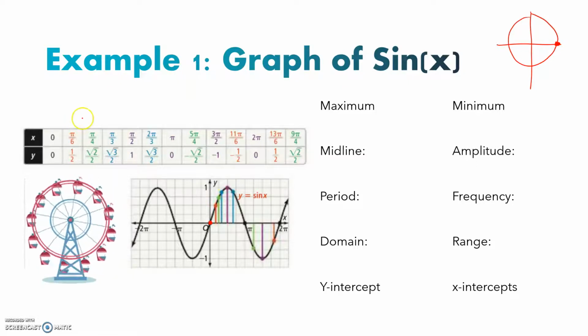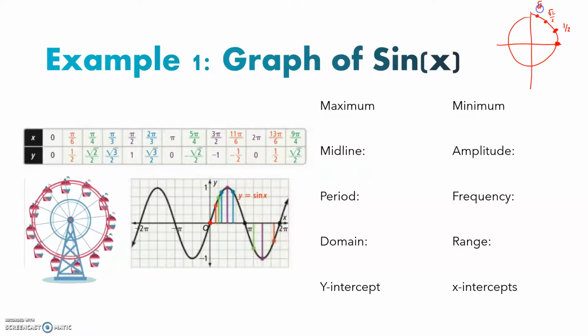Pi over 6 means we're up to here on the unit circle. So that's my input. My input is the angle. And then my output is going to be what my y coordinate is at that point. So my y coordinate is 1/2. And then I continue up the unit circle. My y coordinate gets bigger. So it's going to be √2/2. And then it gets bigger again. It's going to be √3/2. And then it gets to the top of the unit circle. So my y coordinate is 1 when my angle is pi over 2. So this is a maximum value right here because we've reached the top of the unit circle.